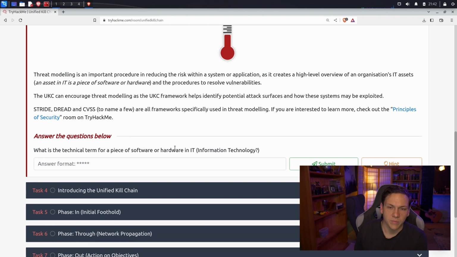What is the technical term for a piece of software or hardware in IT? That is an asset.